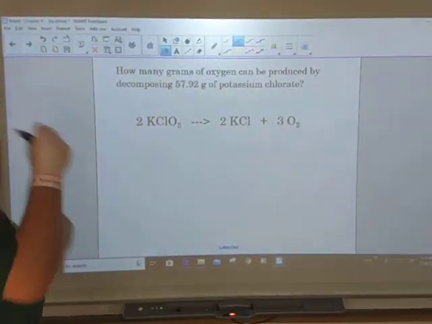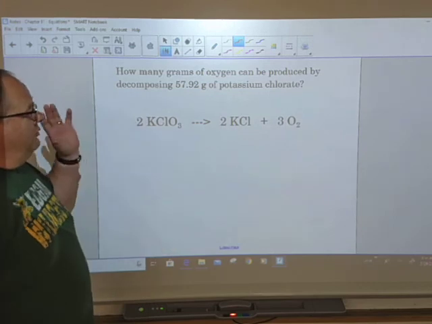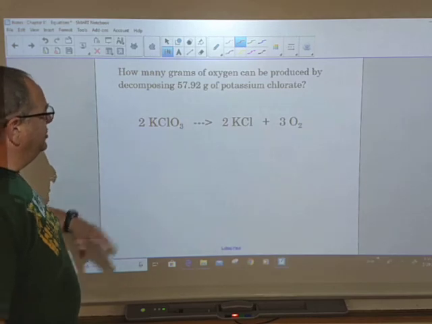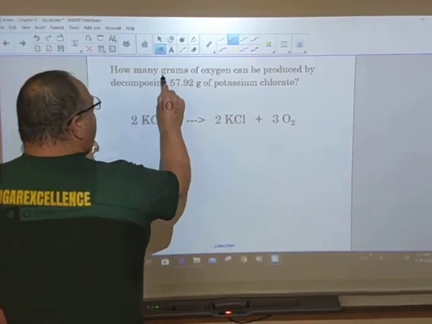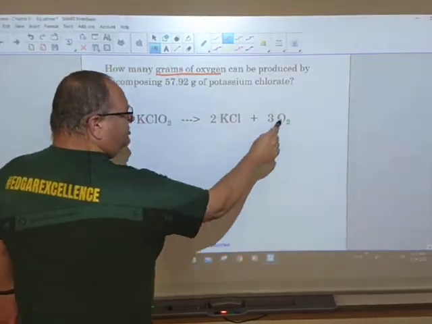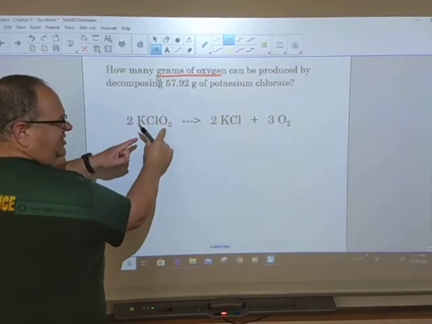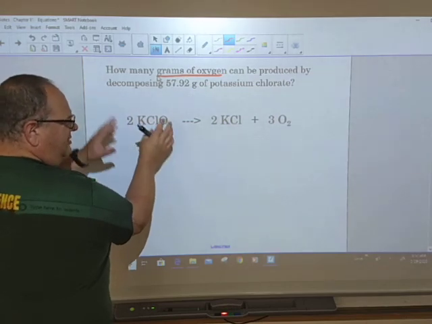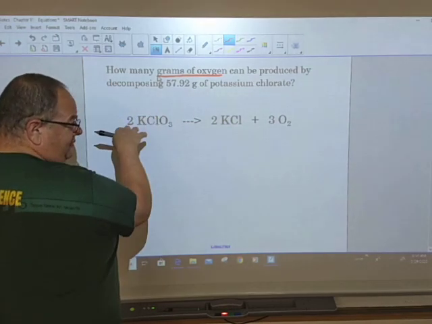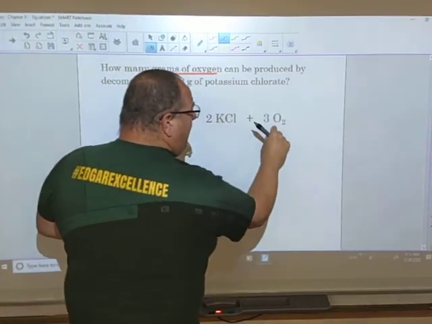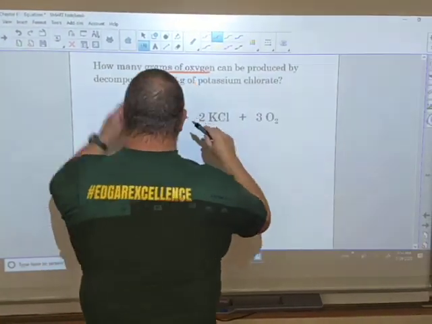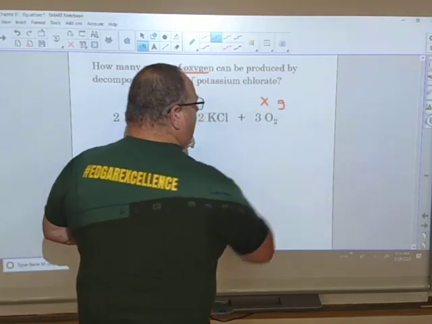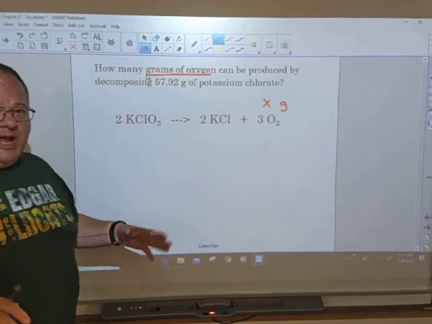What I like to do is identify what I'm looking for and what I'm starting with on my equation. So this says how many grams of oxygen. So right there is oxygen. Now, you say, well, that's got oxygen, but see, that compound is potassium chlorate. That's not oxygen. There's oxygen atoms in it, but that's potassium chlorate. That is oxygen. And I'm looking for it, so I'm going to put X over the top of that, and I'm going to put a G to remind myself that I'm looking for grams and not something else.